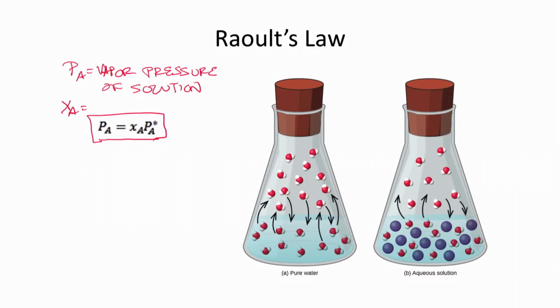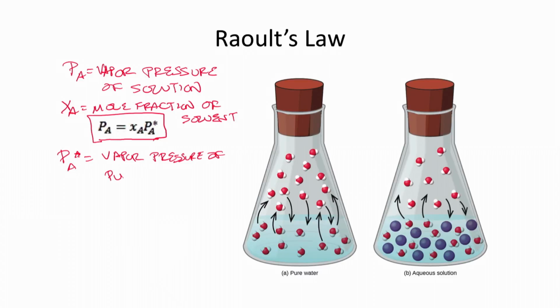XA is equal to the mole fraction of a solvent, and PA star is equal to the vapor pressure of pure solvent. Okay, and so the idea is that when I add this solute to the solvent, vapor pressure goes down.